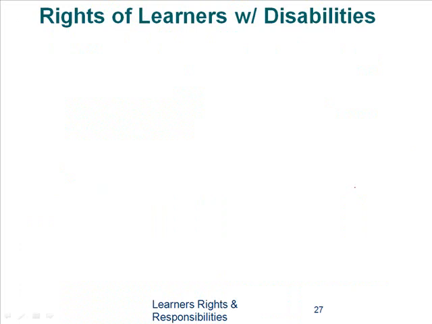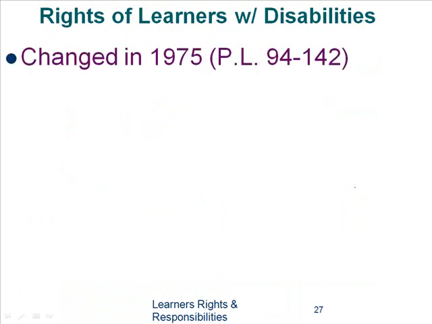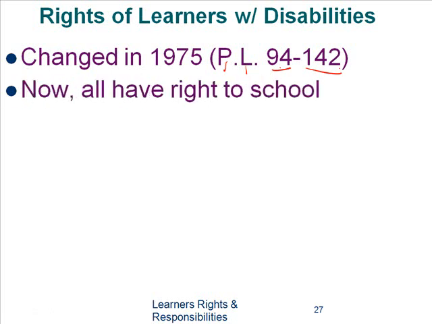Well, what about these rights of learners with disabilities? Well, changed in 1975, 94-142. Now, does anybody remember what PL 94-142 stands for? From the United States Congress? Yes, Public Law 94-142 means the 94th Congress, the 142nd piece of legislation they passed. There. Now, little social studies lessons for you in the foundations class.